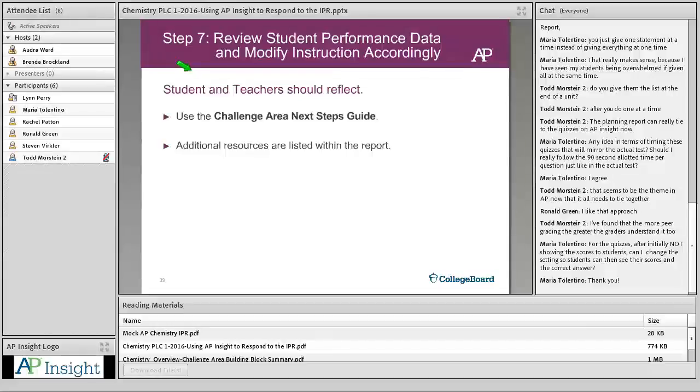So, again, those are just some tips about getting through how the IPR gets you started, and then using the AP Insight program to help you push forward with some changes in your class.